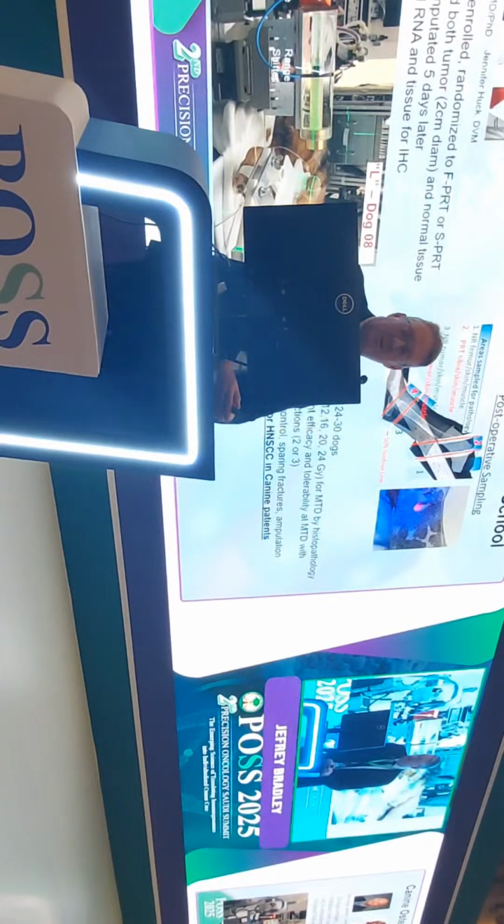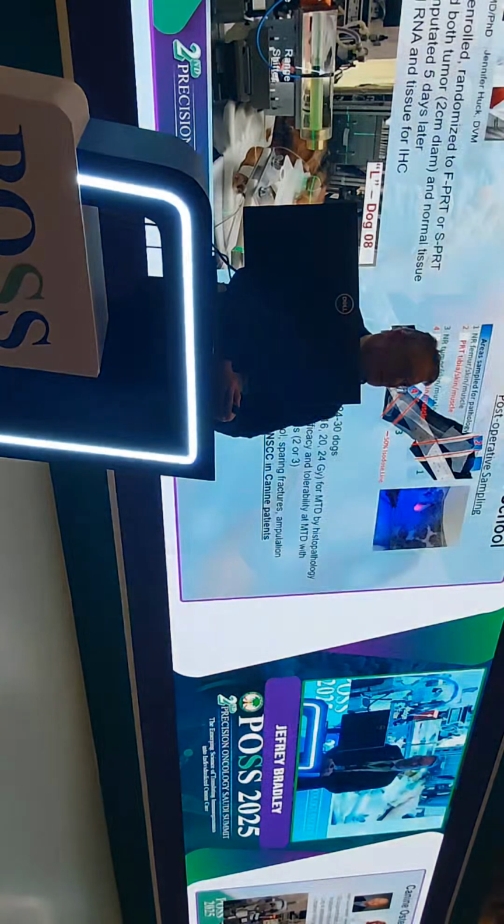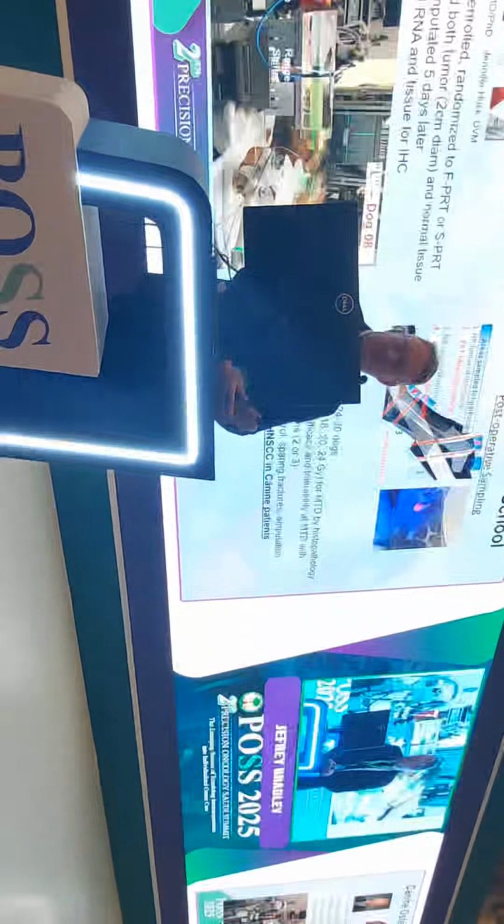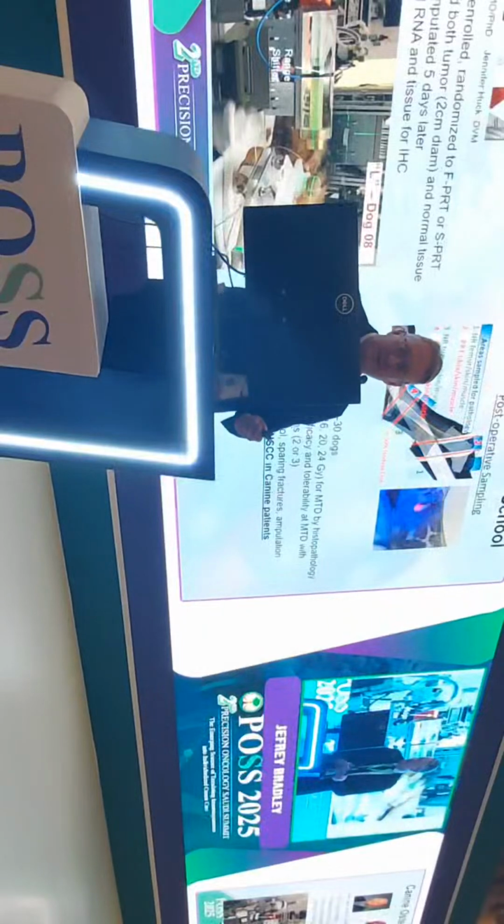We've done phase 1 and 2 trials with 20 and 30 dogs. We've escalated radiation dose from 12 to 16, 20 to 24 gray, and looked at histopathology. We divided the number of fractions from 1 to 2 to 3 to see what the flash effects were within the tumor control, sparing fractures, and the results of the amputation.